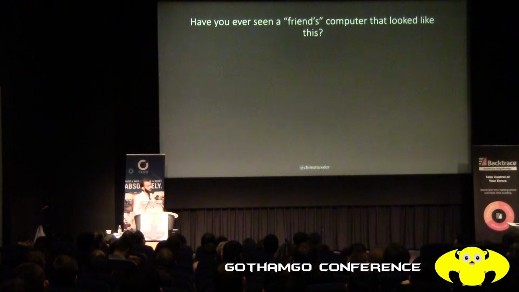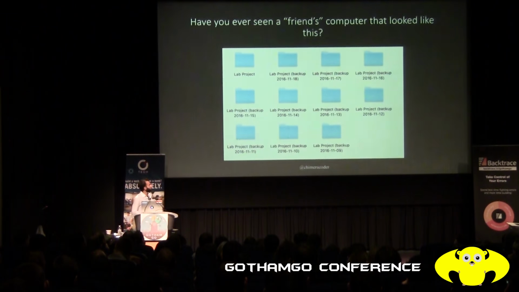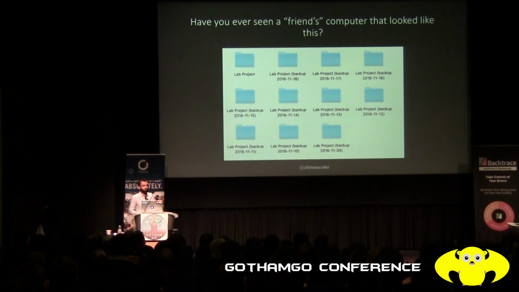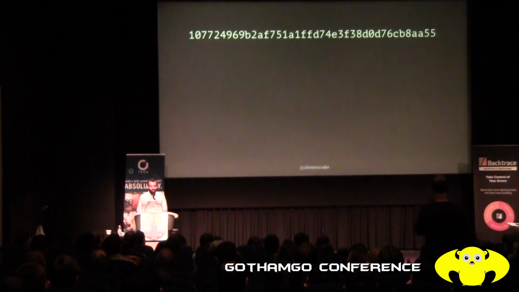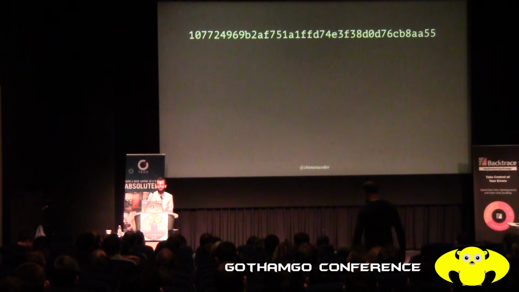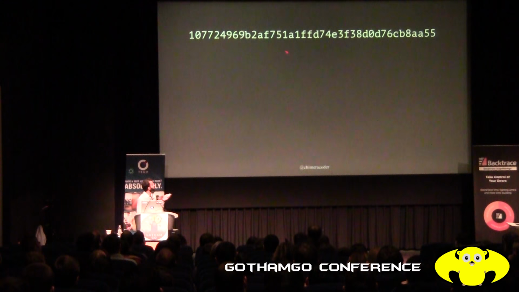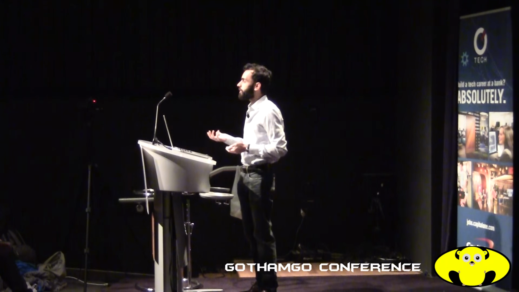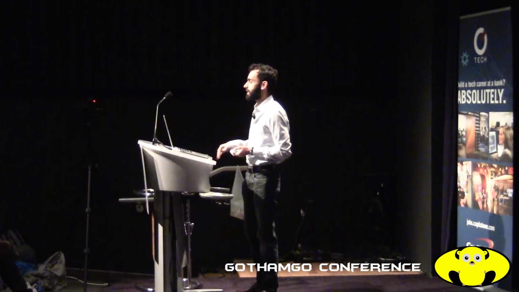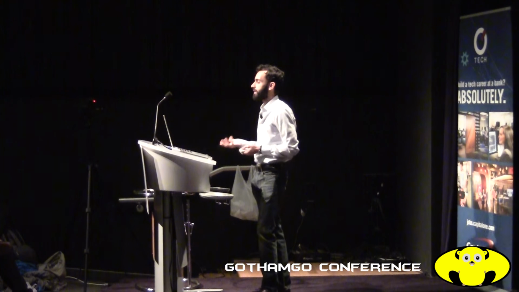So just so that we're all on the same page, a little bit about how Git works. Have you ever seen a friend's computer that looked like this? Yeah, I thought so. It sounds silly, but that's almost exactly what Git does. If you use Git, you'll know that commits are referenced by their SHA hash, which looks something like this. Git really only knows one entity, and that's the Git object. And the object comes in 3 main flavors.